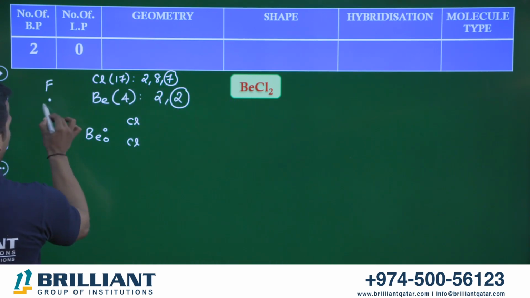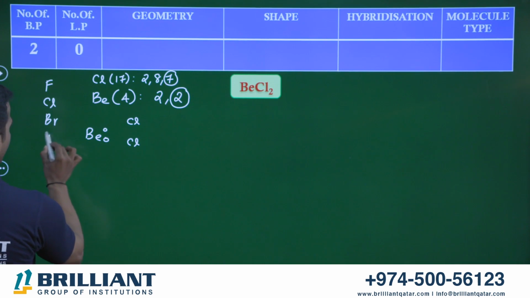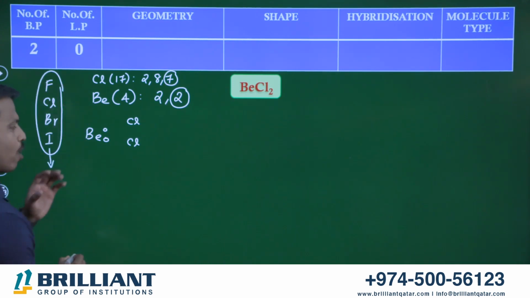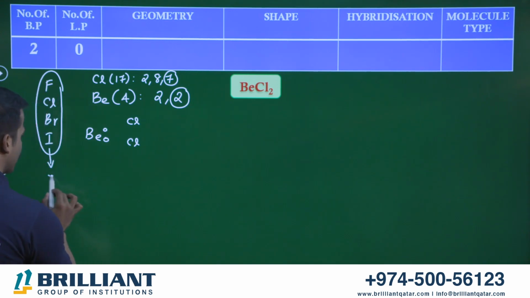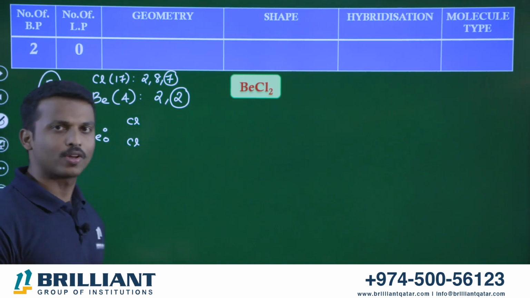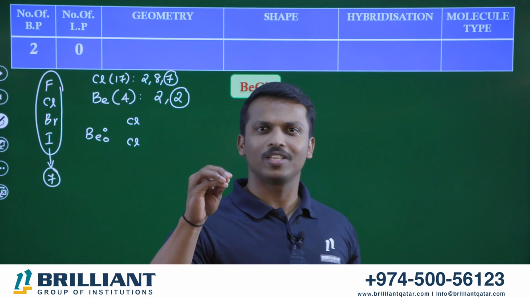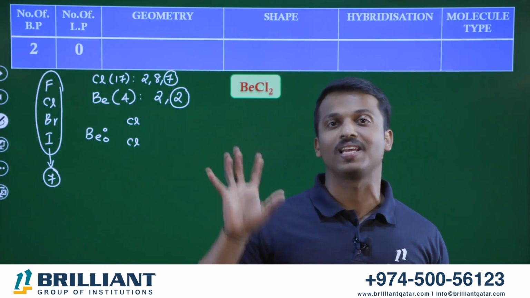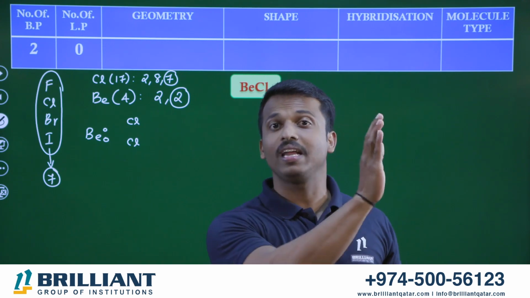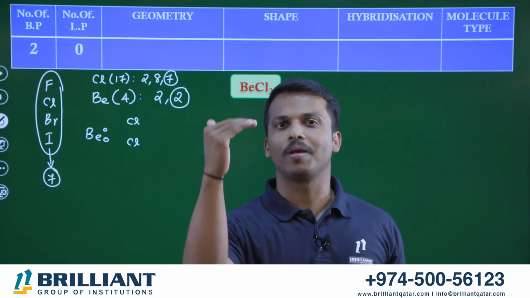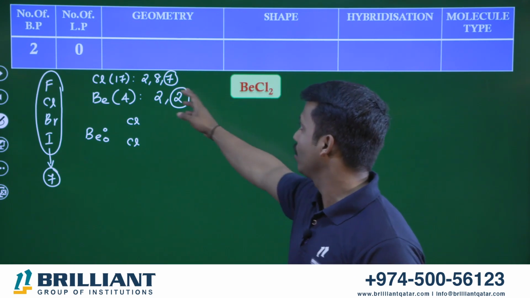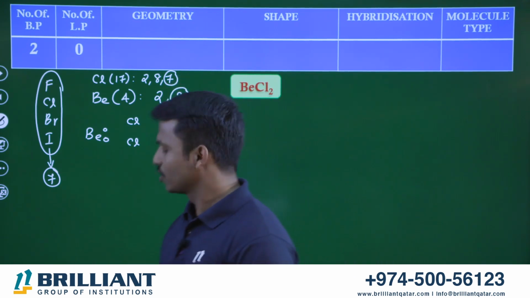Fluorine, chlorine, bromine, iodine. These are the halogens we have. Halogens, their outermost electrons all are 7. Just keep in mind, those elements which are located in the same group have the same number of valence electrons. Halogens means 17th group elements: fluorine, chlorine, bromine, iodine. All their valence electrons are the same, like chlorine. Which one? 7. Alright, so let's go.